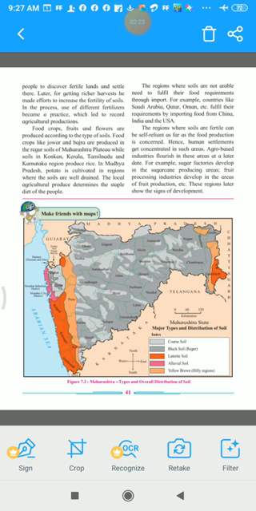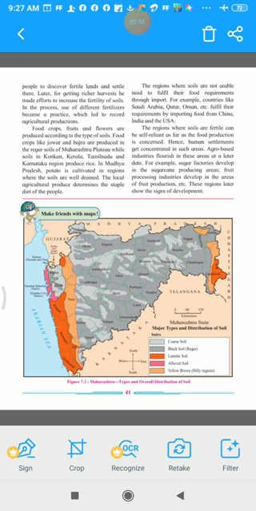Konkan, Kerala, Tamil Nadu and Karnataka, these regions produce rice in regular soil only. In Madhya Pradesh, potato is cultivated in regions where the soils are well drained. What does that mean? In Madhya Pradesh, potato is cultivated in regions where the soils are well drained. Drained means the soil is well settled. Okay. The local agricultural produce determines the staple diet of the people.